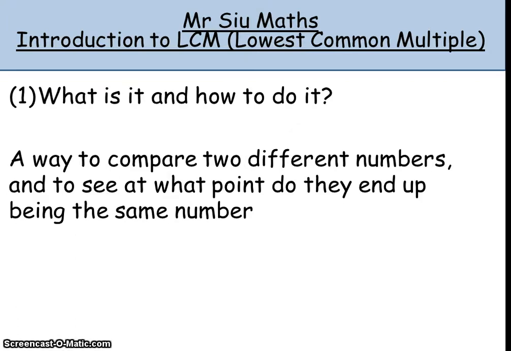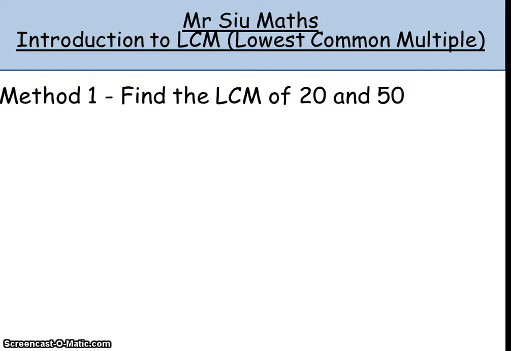Basically, it's a way to compare two different numbers and to see at what point they end up being the same number through multiples. So there are two methods of finding this. The first one: find the LCM of 20 and 50.